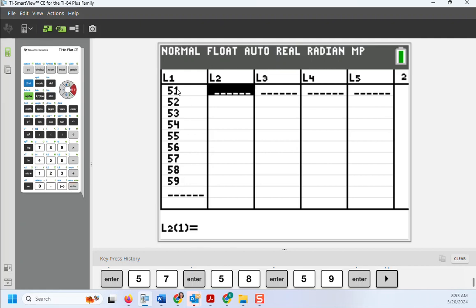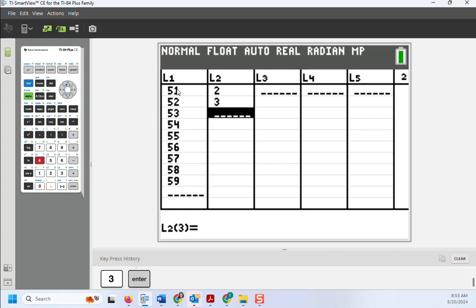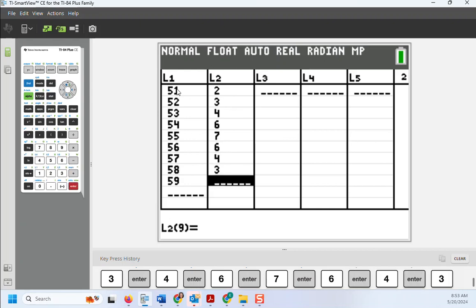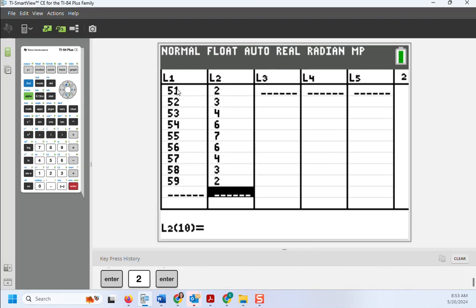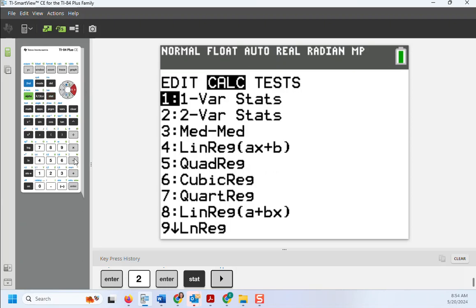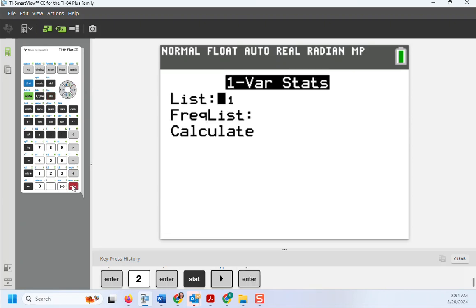Okay, in list 2, frequencies. All right, if you finish ahead of everybody, check on your neighbor and see if they need any help. We're just entering heights in list 1 and frequencies in list 2. We're going to go to stat and calculate one variable statistics, but this time we used a frequency list, so you need to get that in there.